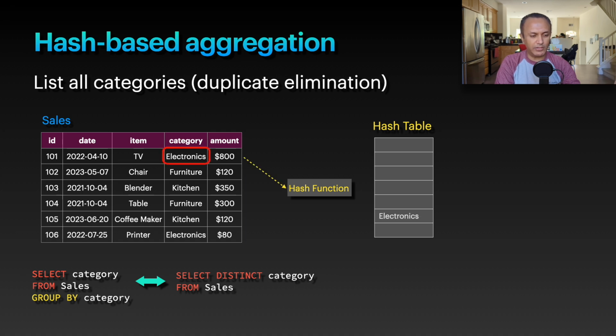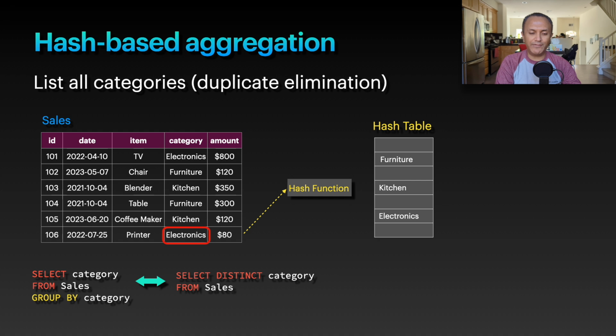So starting from electronics, apply the hash function to that. The hash function will tell you which bucket to put it into. So we're going to put that in the corresponding bucket. The next one, furniture, the hash function is going to tell us about the bucket. We're going to put it there. Same thing for kitchen. Now we see furniture again, it is going to go to the same bucket that we put furniture in before, so basically nothing new. Kitchen, same thing, we've already seen that before. Electronics is going to go to that same bucket, so nothing new there.